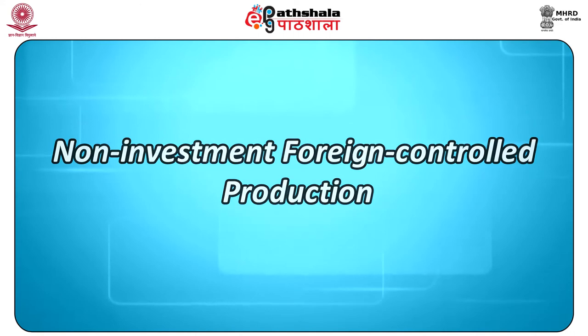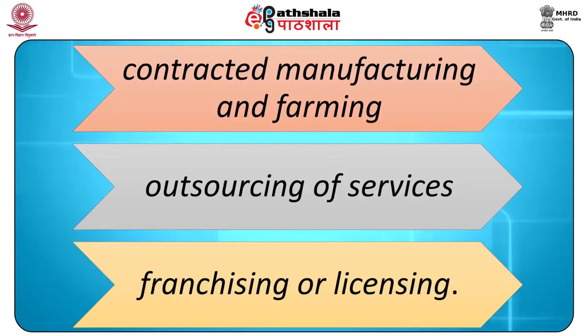Non-investment foreign control of production. Foreign influence over host country economic activities can well occur without any capital investment at all. This occurs in a number of new forms of relationship: A. Contracted manufacturing and farming, B. Outsourcing of services, and C. Franchising or licensing. All these are becoming very common forms of global production in which contracted production within global production networks, GPNs, or global value chains, GVCs, takes place.